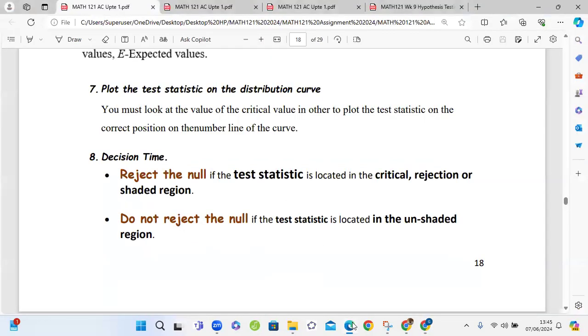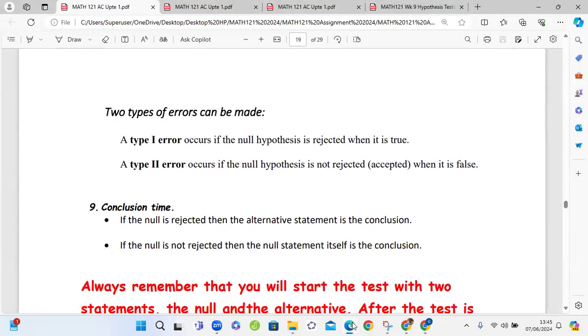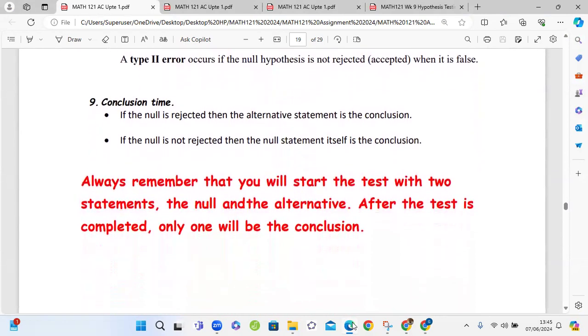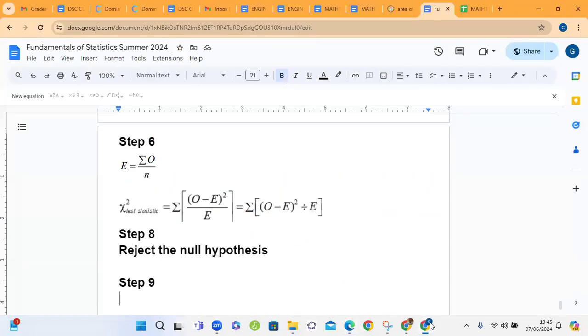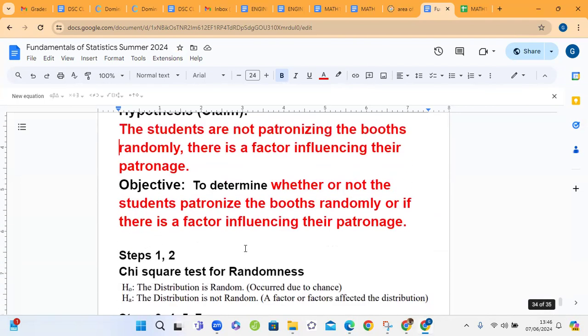which says conclusion time. If the null is rejected, the alternative is the conclusion. If the null is not rejected, the null will be the conclusion. Always remember that you will start the test with 2 statements, the null and the alternative. After the test is done, only one will be the conclusion. In this case, since we reject the null, then the alternative is our conclusion.